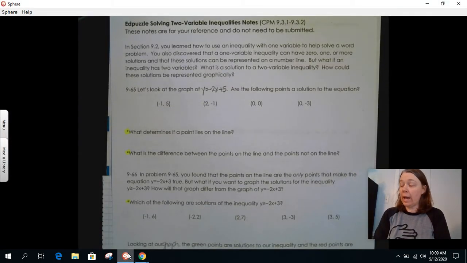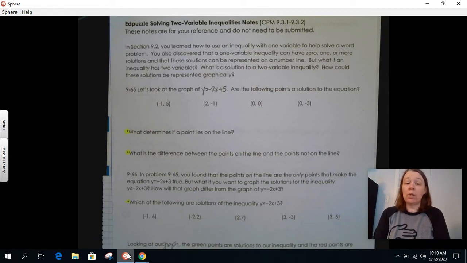So last week, you learned how to use an inequality with one variable to help solve a word problem. You also discovered that a one variable inequality can have 0, 1, or more solutions, and that these solutions can be represented on a number line. But what if an inequality has two variables? That's what we're going to talk about today. What is the solution to a two variable inequality, and how could these solutions be represented graphically?